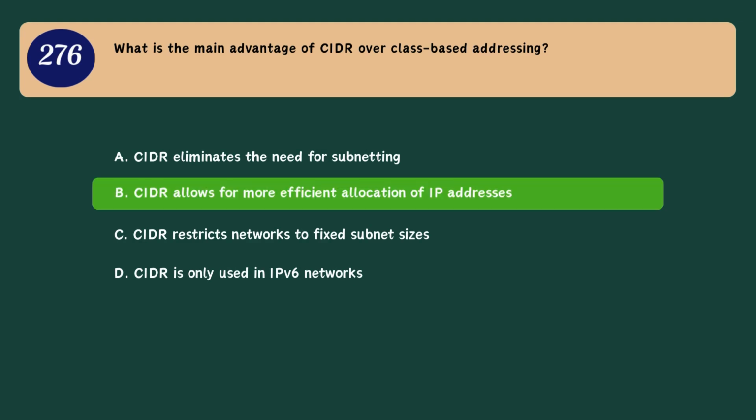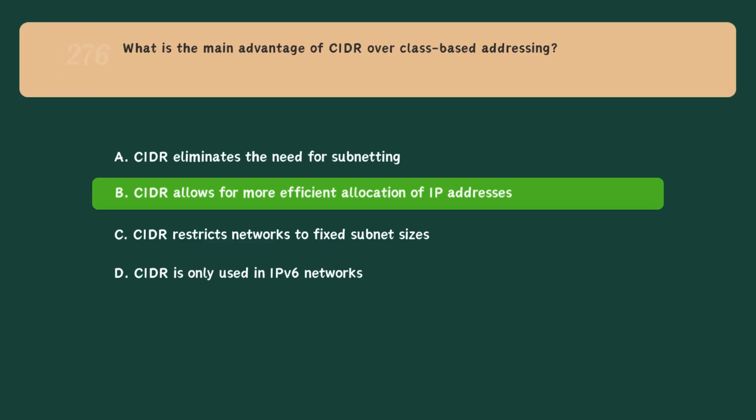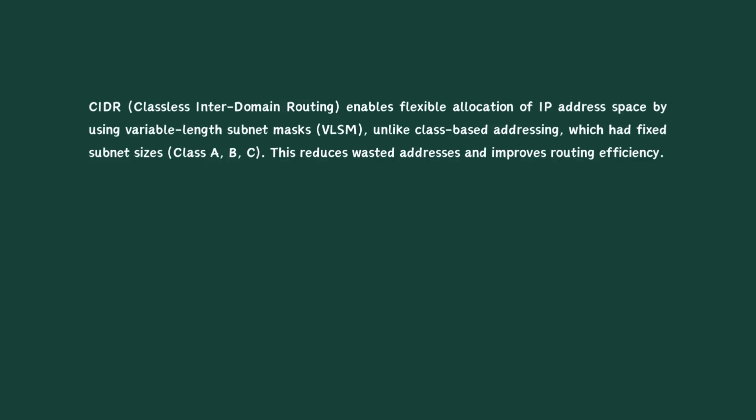Correct answer: B. CIDR allows for more efficient allocation of IP addresses. CIDR, classless interdomain routing, enables flexible allocation of IP address space by using variable length subnet masks, unlike class-based addressing, which had fixed subnet sizes, class A, B, C. This reduces wasted addresses and improves routing efficiency.